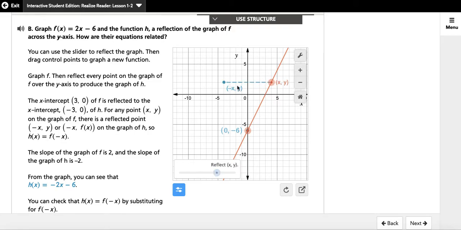So what happened? 4, 2 to negative 4, 2: the y value stayed the same, but the x value changed. The x went from x to negative x. Then when I connect those, I can write an equation. Notice the slope. The slope changed from, what was it previously? Positive 2. Now it's negative 2 for the slope. But the intercepts stayed the same.